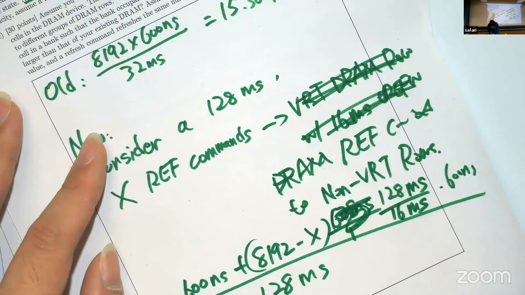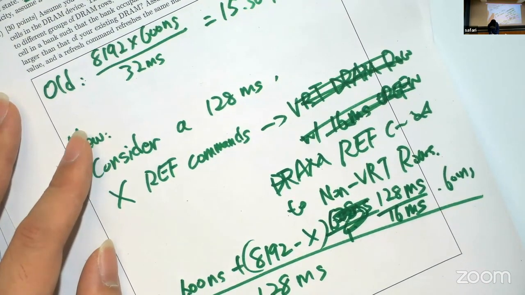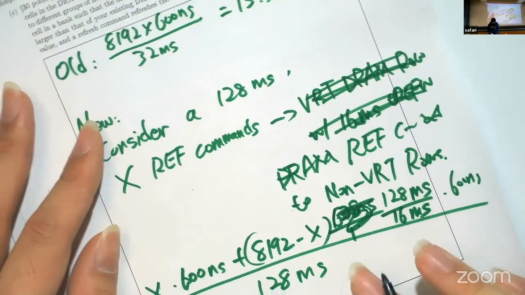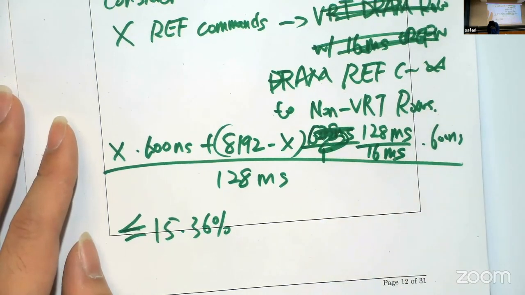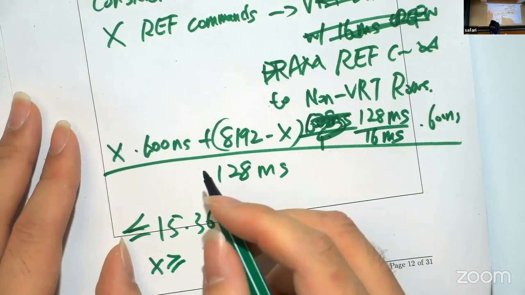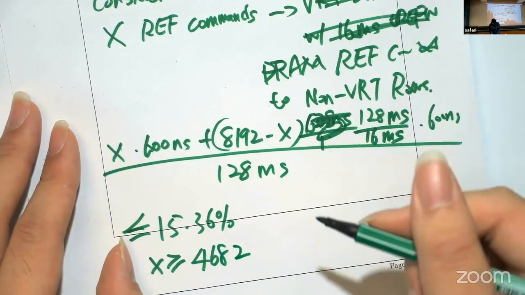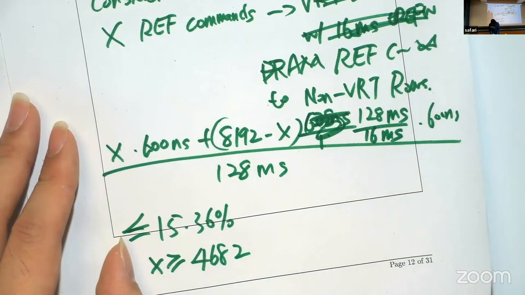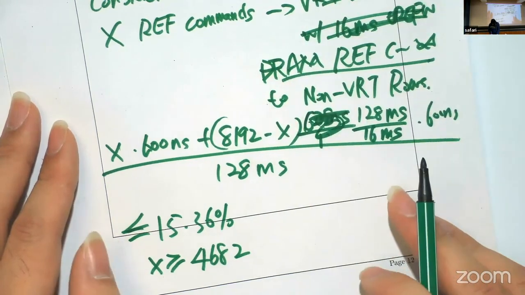And if we solve for X, this should be smaller than 15.36%. If we solve for this, then we have X should be larger or equal to 4,682. This many DRAM refresh commands that go to the non-VRT DRAM rows.